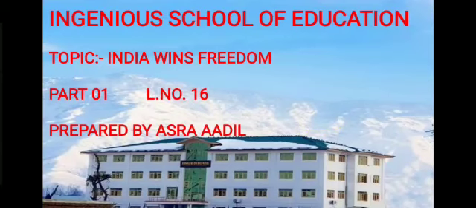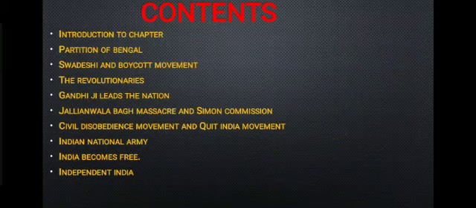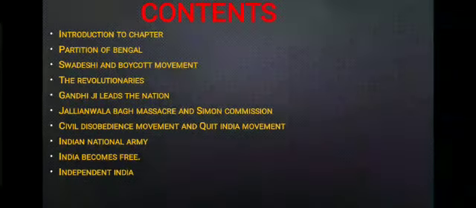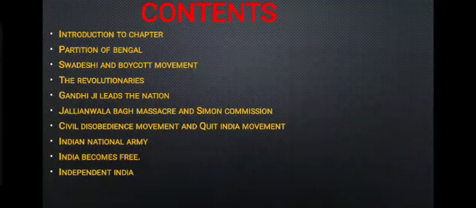So welcome to chapter number 16, India Wins Freedom. Before we go ahead, let's have a look at the contents. The contents look like this. We have introduction to chapter, partition of Bengal, Swadeshi and boycott movement, the revolutionaries, Gandhiji leads the nation, Jallianwala Bagh massacre, and Simon Commission, civil disobedience movement and Quit India movement, Indian National Army, India becomes free, independent India.